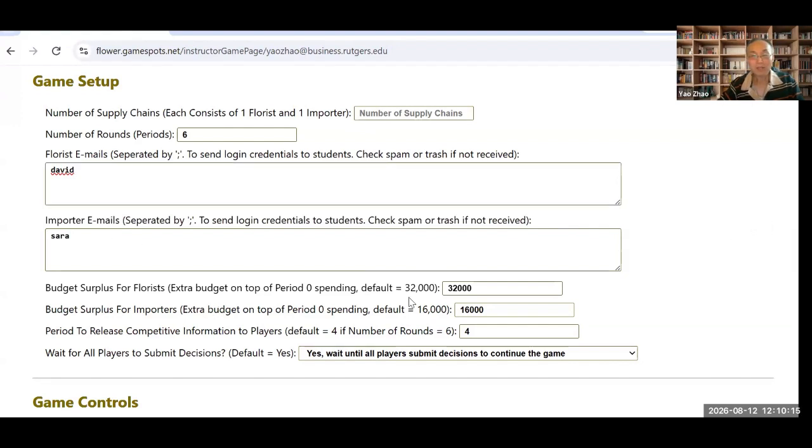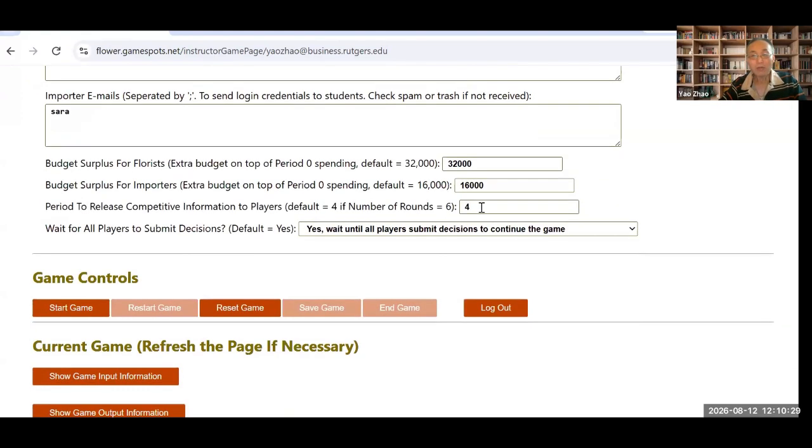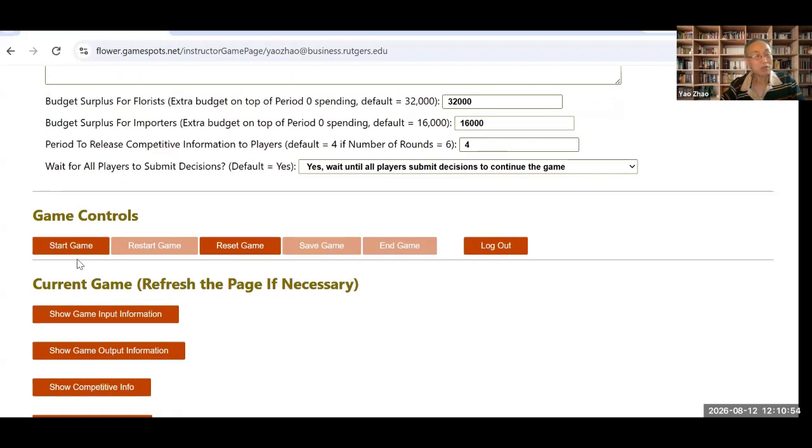And then you set a budget, essentially how much budget you need to give every team. Budget for florist, budget for importer. You don't have to change these numbers; you can just leave them the same. And here you tell students when the competitive information will be available to the teams. If the total number of rounds is 6, you can use 4. Or if you only want to play 3 rounds, you might want to set this one to 2 or 1. It's up to you. So this tells students when the competitive information is available. And then you start the game.